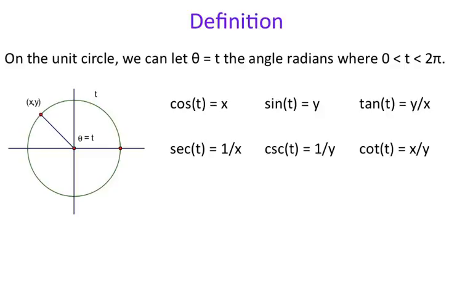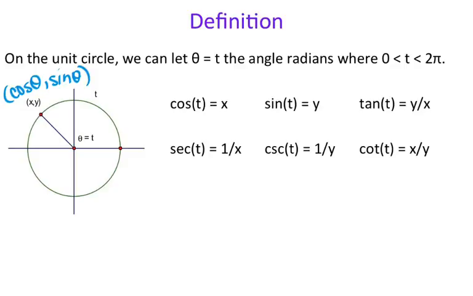Another way I can write this xy coordinate on the drawing is as cosine of theta, sine of theta. Cosine is your x, sine is your y coordinate. Tangent is y over x, so tangent uses both coordinates.